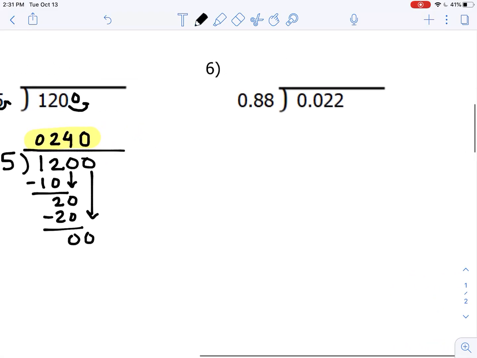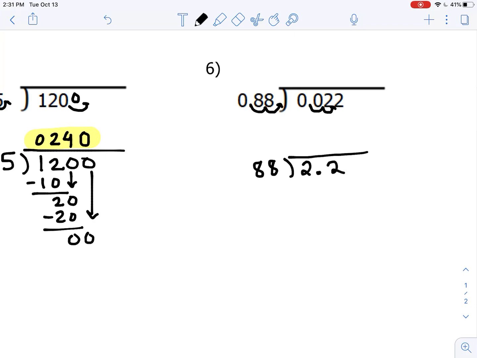Number 6. 22 thousandths divided by 88 hundredths. I'm going to move the decimal point 2 places in the divisor to get rid of it. So we're going to move it 2 places in the dividend as well. So now I'm going to go between the two 2's. So we have 88 going into 2 2/10. Okay. Can't make a group of 88 out of 2. I'm going to bring the decimal point up into the quotient.